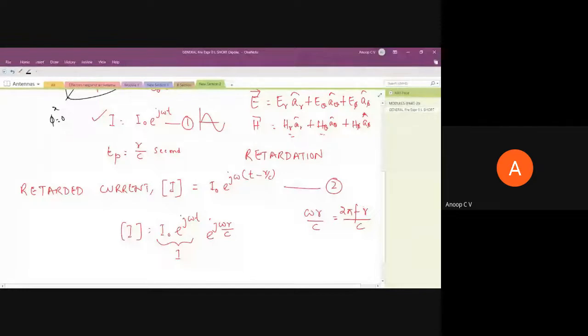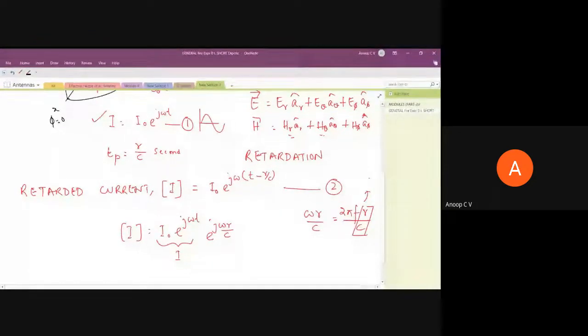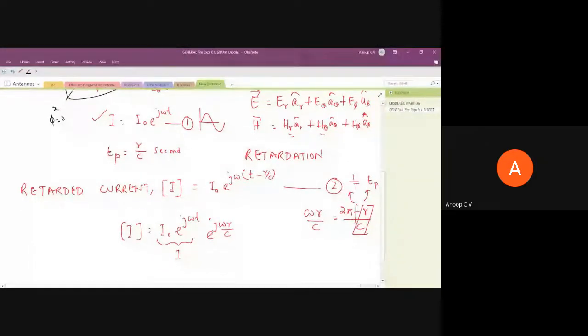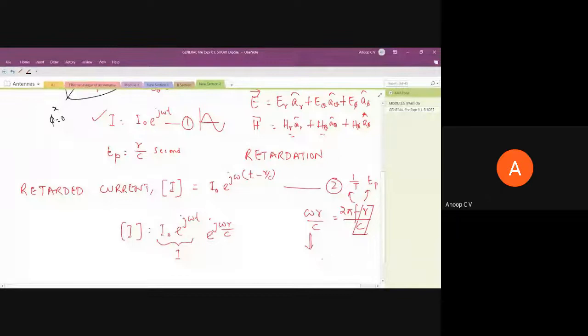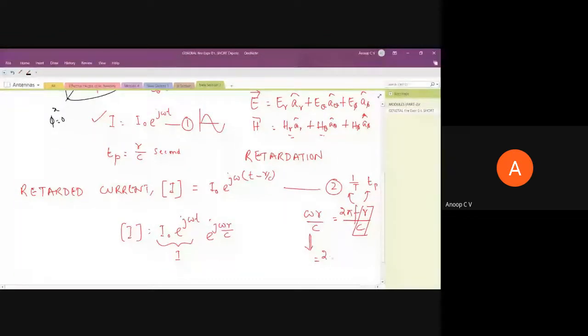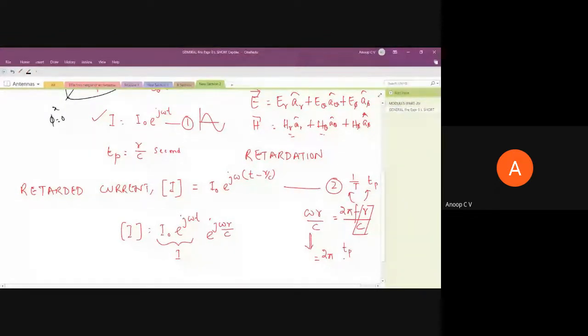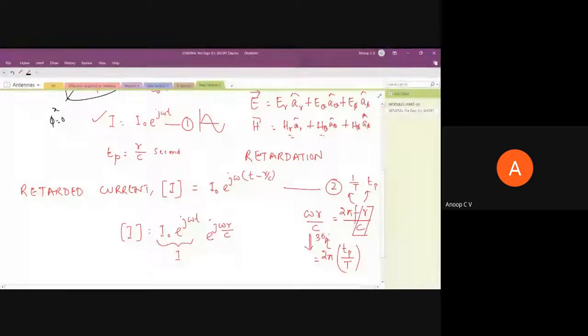This r by c is nothing but Tp, the propagation time, and f can be written as 1 by time period. Frequency is 1 by time period, you all know that. So this omega r by c is nothing but 2 pi times Tp by T. This 2 pi is in radian; if you are writing it in degree, you can write it as 360 degree into Tp by T.